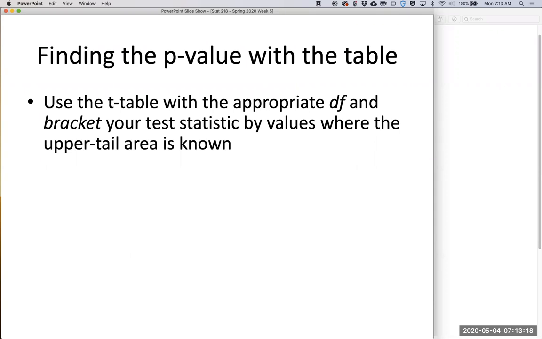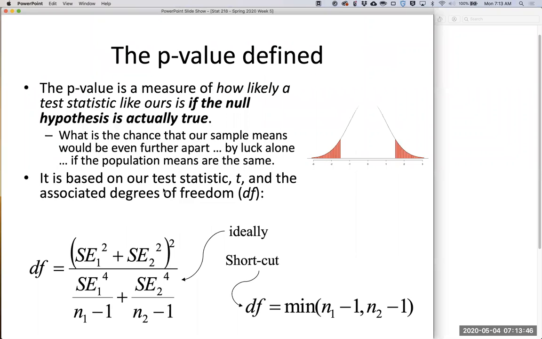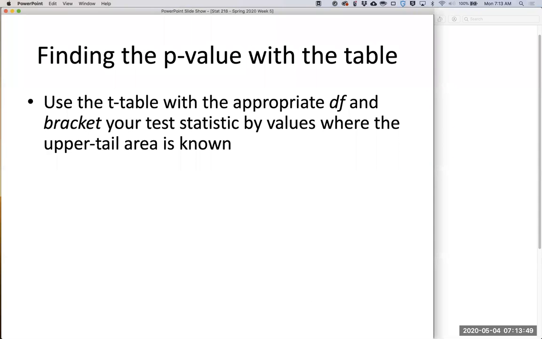Let me see if I can grab that for you. The p-value is found again with degrees of freedom, and we have 17 chocolates and 18 vanillas. Our shortcut approach says we should be using 16 degrees of freedom in our t-table. Okay, and our test statistic was 0.66, if I remember correctly. So all we have to do is to use the t-table to bracket our test statistic by values where the upper tail area is known.